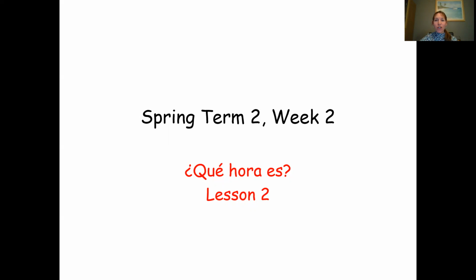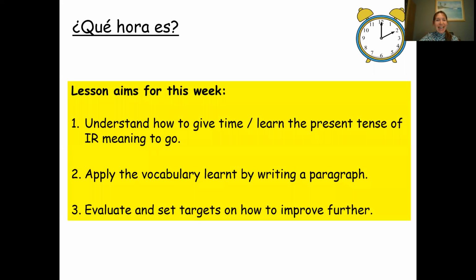Welcome to lesson 2 of week 2 of our topic, ¿Qué hora es? What time is it? Empezamos. So, por favor, write the title, escribir el título en español, subrayar con una regla. También escribir la fecha, the date, en español y subrayar con una regla.